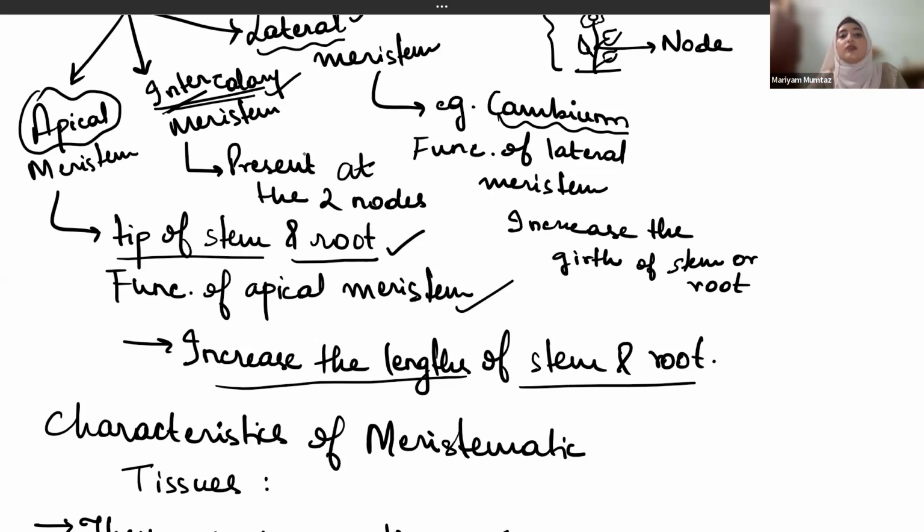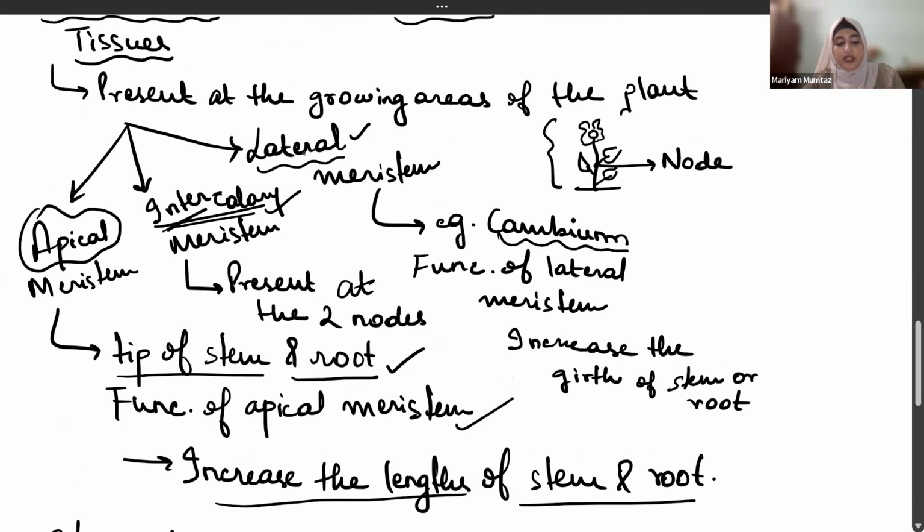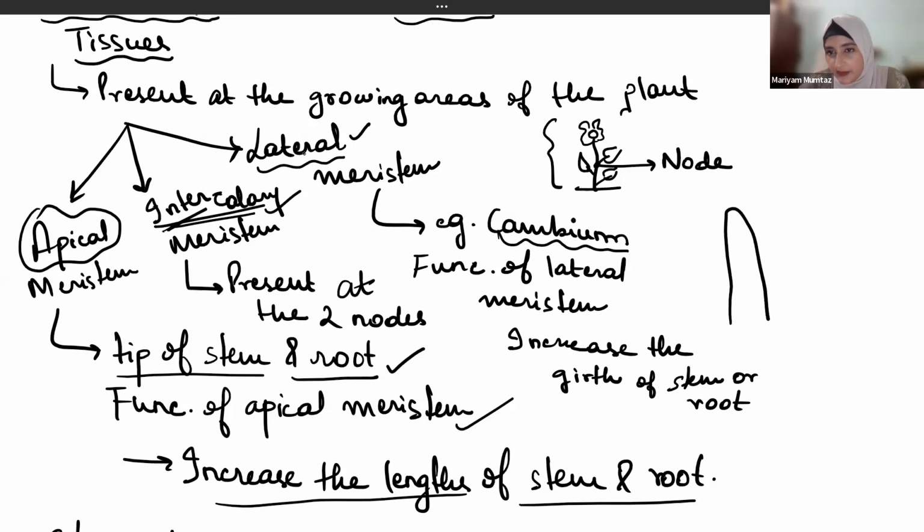Now let us talk about the lateral meristem. The lateral meristem is present at the lateral portion of the whole plant body. Meaning if, for example, this is the plant body, then the lateral meristem will be present at the sides here. Understood? And one example of the lateral meristem is cambium. If somebody asks you, what is a cambium?